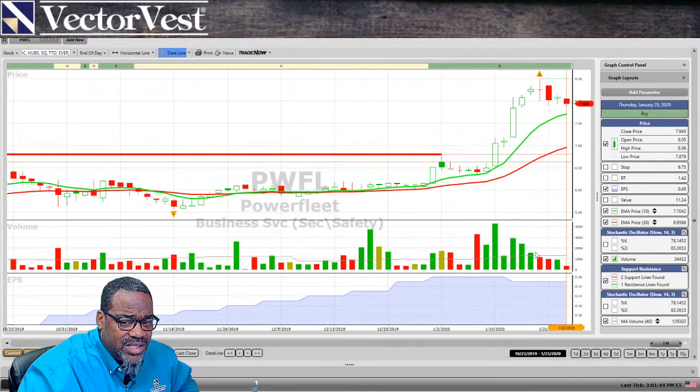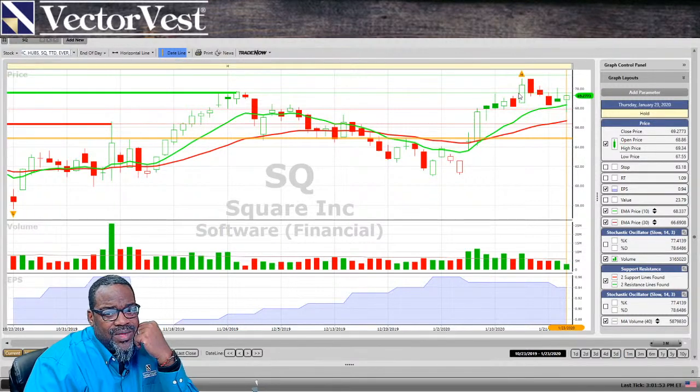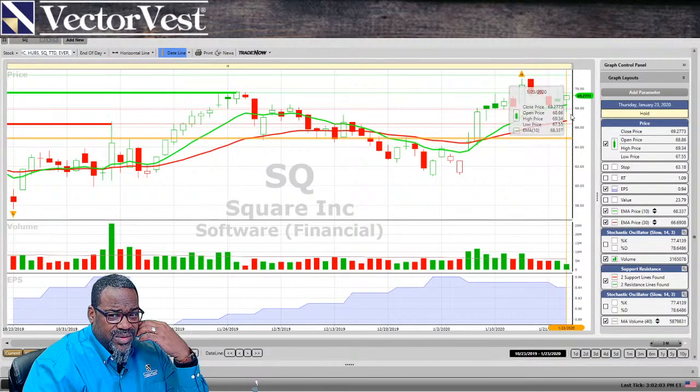It was looking nice. Look at the volume, though. It was looking nice, but it's pulling back. Watch that stock. Square hit a new high last week, pulled back off of that high, a little bit of a dark cloud cover, followed through, a little bit of a gravestone doji, no follow through.